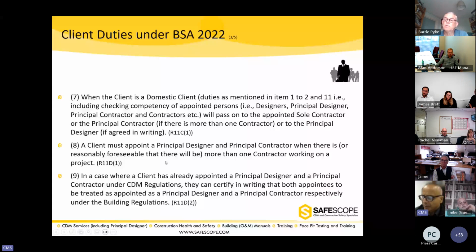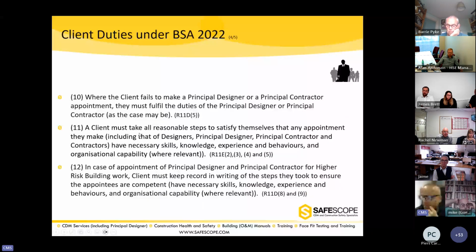A client must appoint a principal designer and principal contractor when there's more than one contractor, as we went through before. In case where the client has already appointed under CDM a PC and PD, they can certify them as long as the other party agrees to that effect. Where the client fails to make the appointment, then they must fulfill those duties. We already said that before.